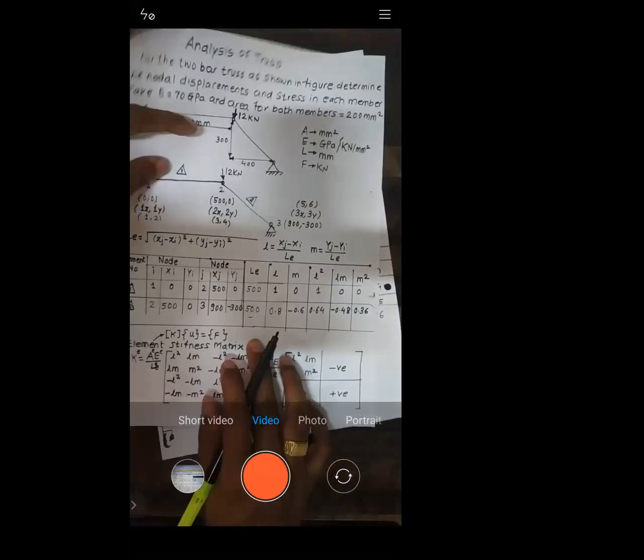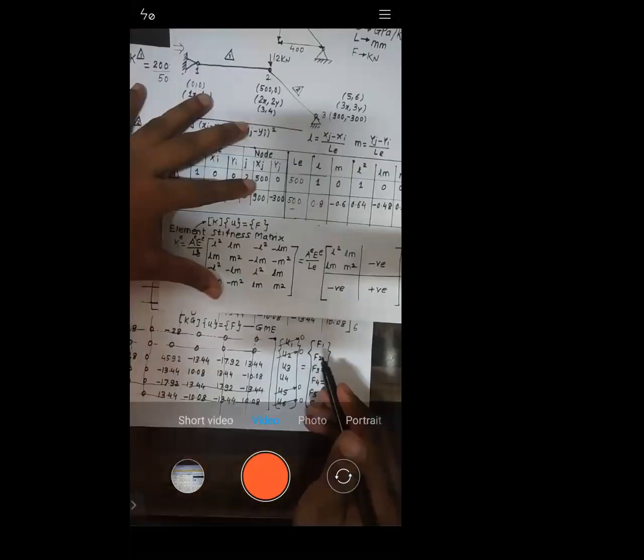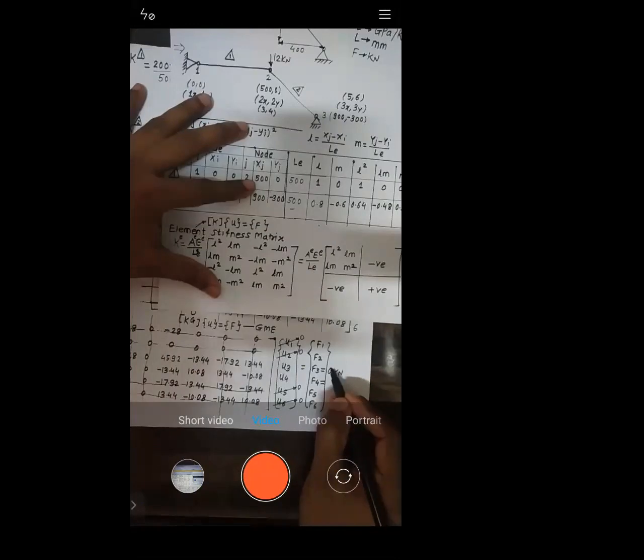No, it is to be taken as 0. Y direction. There is no force in X direction, so I'm taking it 0.